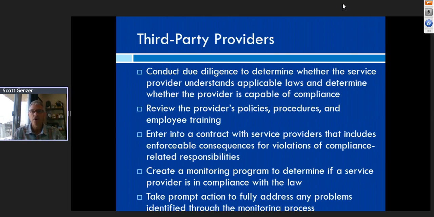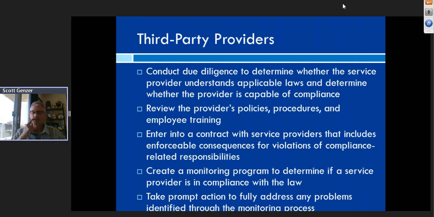All right. Third-party providers, this is the part that I just can't believe. The CFPB says its expectations regarding the steps that banks and non-bank lenders should take for managing the risk of service provider relationships should include that we conduct due diligence to determine whether the provider understands the laws and is capable of compliance. We should review their policies, procedures, and employee training to make sure they understand their capabilities to comply with the GLB, for instance.